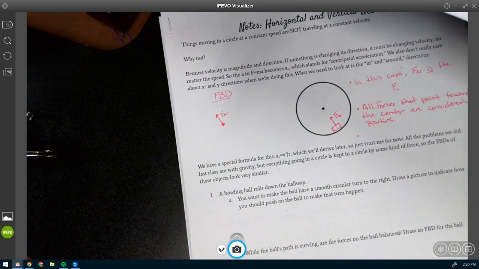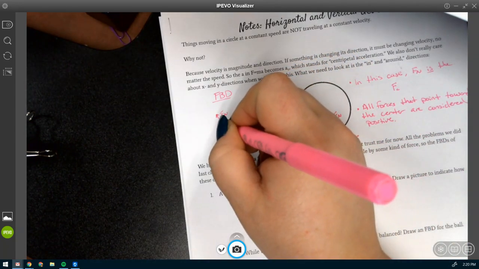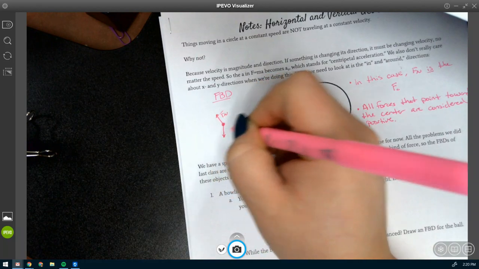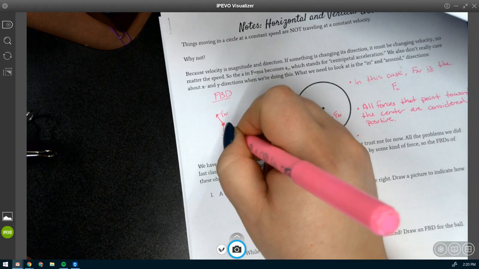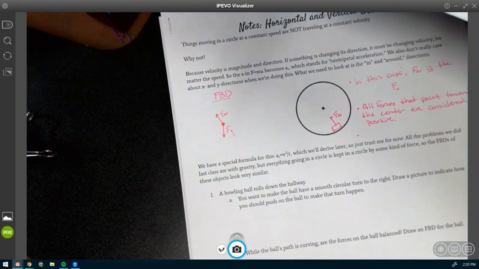And then what's the other force that we have? From this perspective, we have gravity. And gravity will always point straight down when we're on Earth. So this is F sub G.